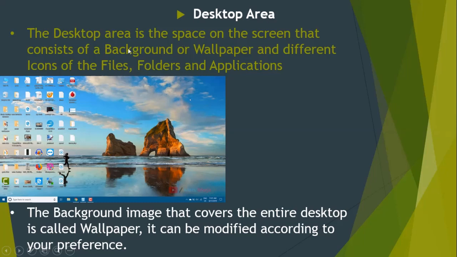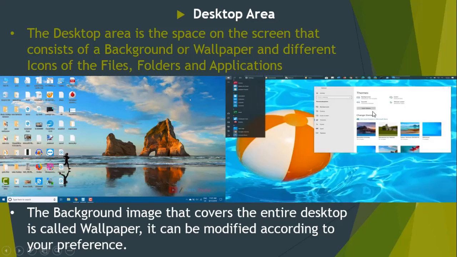The desktop area consists of a background wallpaper and different icons of files, folders and applications. What you see here are the applications, right? So these different applications and this wallpaper are on the desktop area. The background image that covers the entire desktop is called a wallpaper. What you see here behind is a wallpaper, and you can change it according to your preference. See, this is themes. You can select whichever picture you want, and you can change the background. So this is the desktop area.